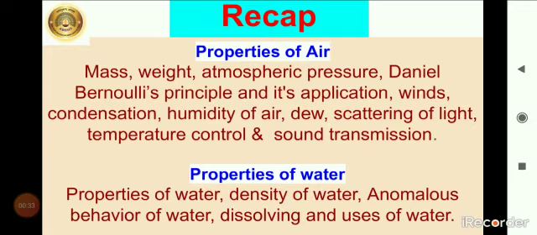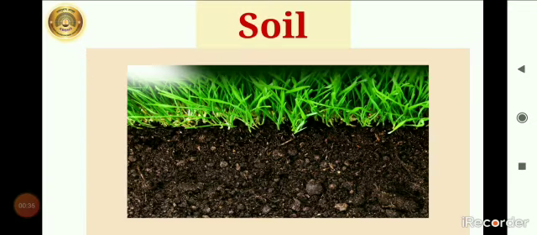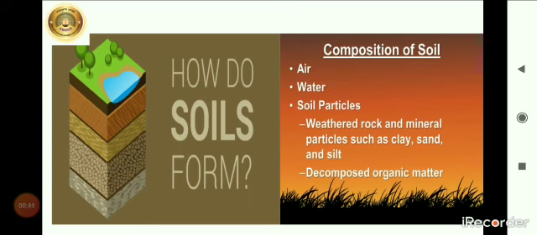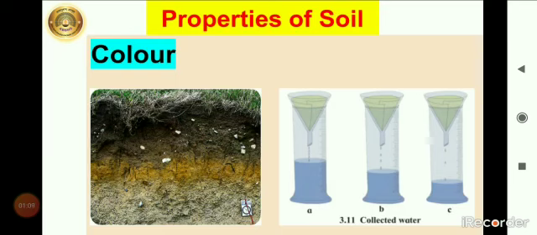Now today we are going to study the soil. Properties of the soil. Soil forms when rocks are continuously broken down by weathering, and it is a very slow process. In the previous class we studied the constituents of soil, or composition of soil. Soil is made from mineral matter, air, water, living organisms and humus, that is decomposed organic matter. Now let's study the properties of soil.